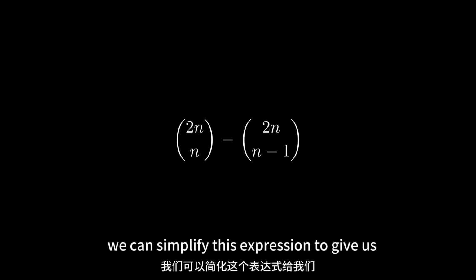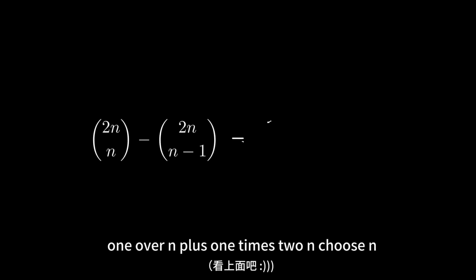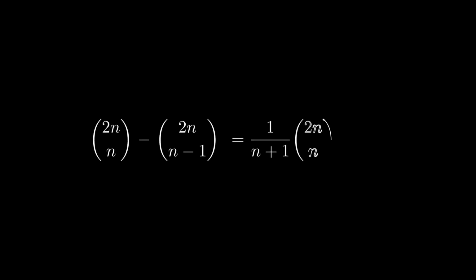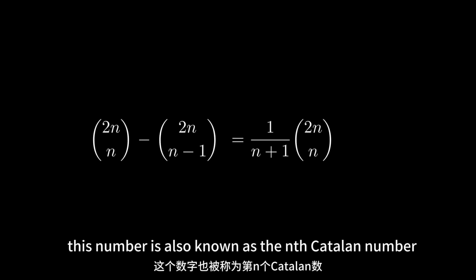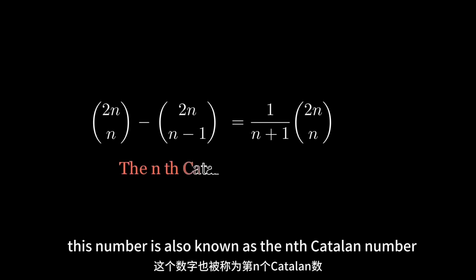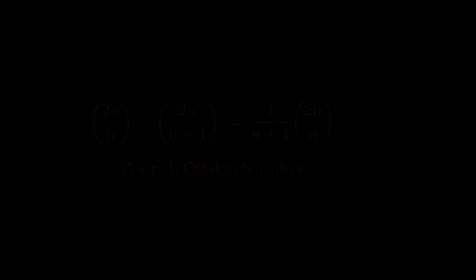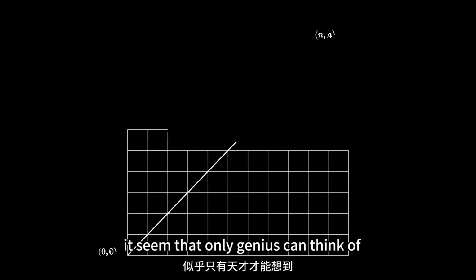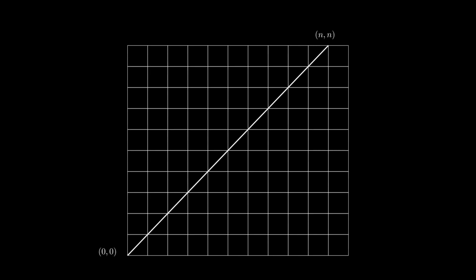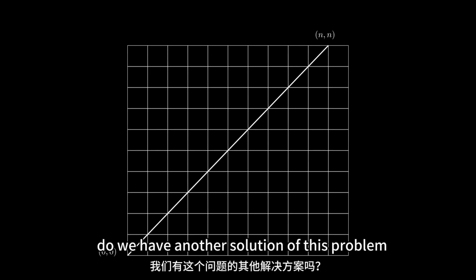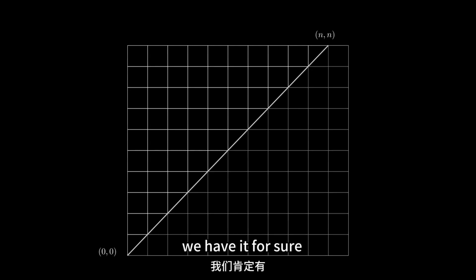We can simplify this expression to give us 1 over n plus 1 times 2n choose n. This number is also known as the nth Catalan number. It seems that only genius can think of the solution we just demonstrated. Do we have another solution of this problem? And yes, we have it for sure.